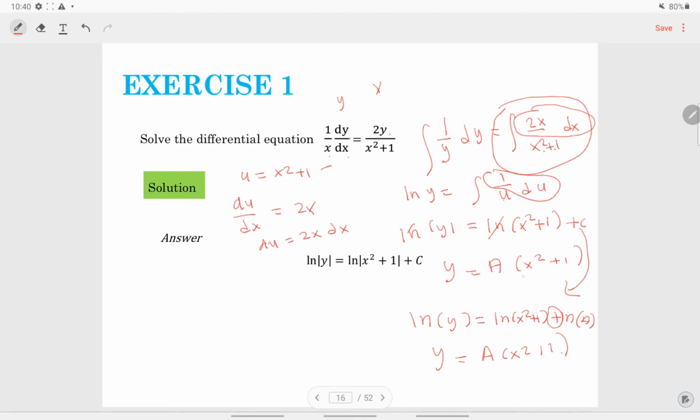Okay, it also can be like this. This is the general form, but it's not the final answer. Okay, y equal to a times x squared plus 1.